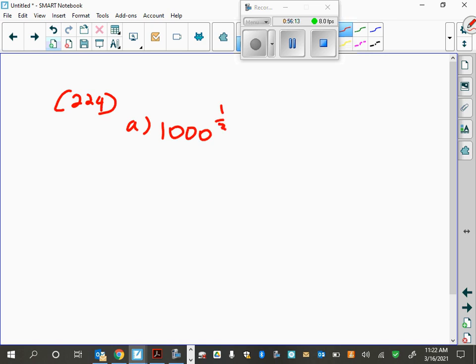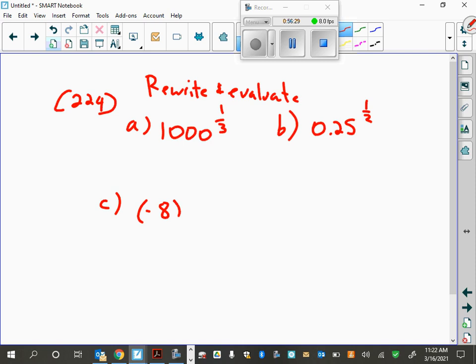1,000 to the 1/3. So this one says not just rewrite, but rewrite and evaluate. Evaluate means find the value of. So everyone do these, please. You should start recognizing when I write down exponent of 1/3, that means cubic root. If you have a fraction with the exponent of 1/2, you just square root the top and square root the bottom. That's your hint for D.